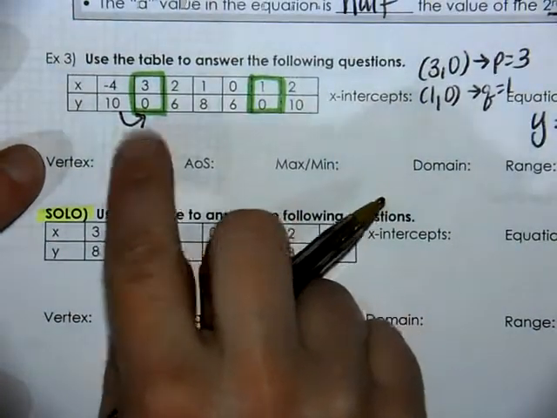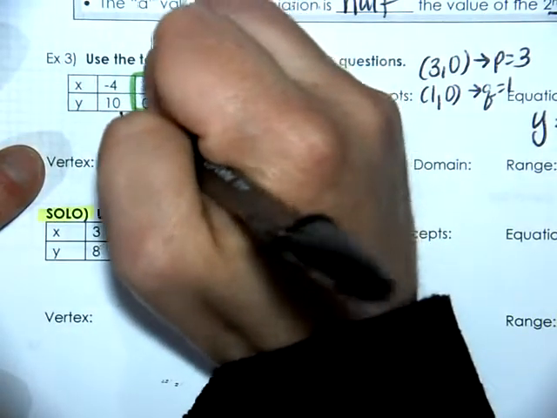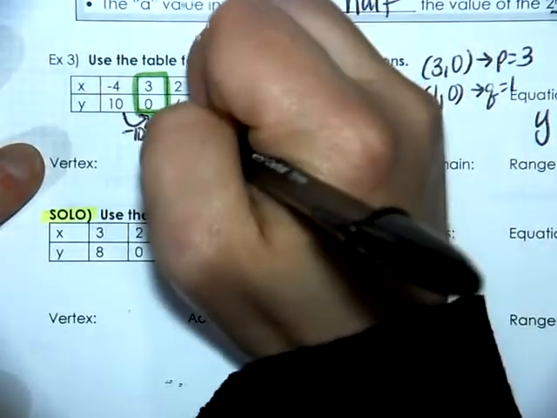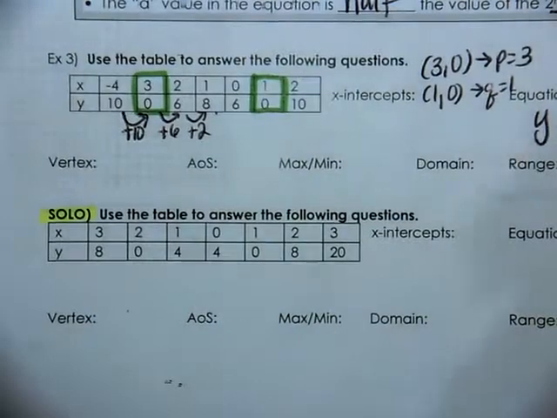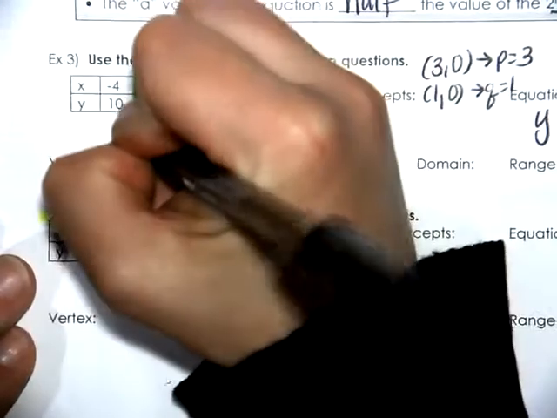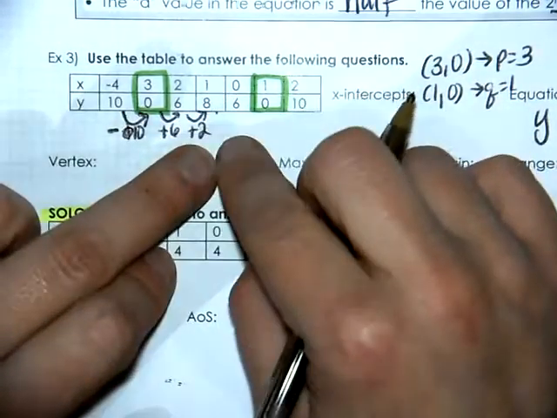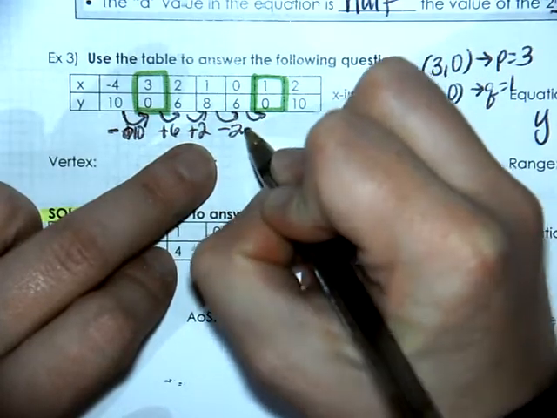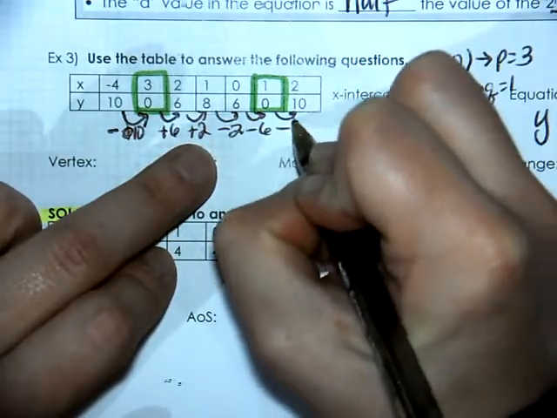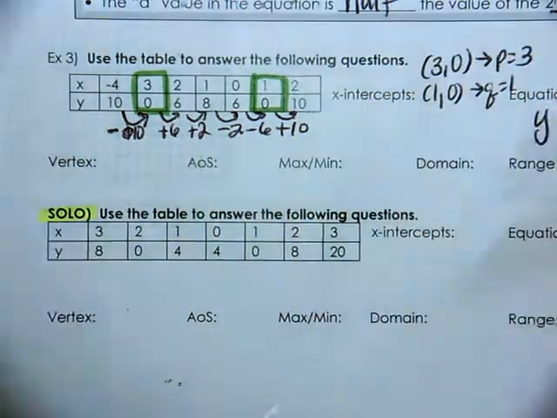So let's go ahead and find our first differences. To go from 10 to 0, I'm going to subtract 10. And 0 to 6, I'm going to add 6. 6 to 8, I'm going to add 2. I'm sorry, I don't know why I put a minus there, or plus there. It's a minus 10, plus 6, and then plus 2. And then over here, minus 2, minus 6, and then plus 10 again.